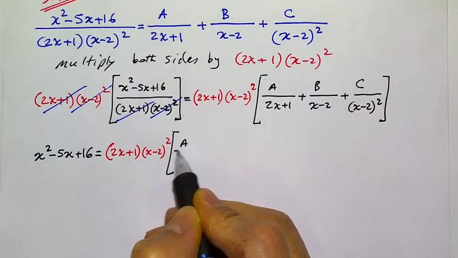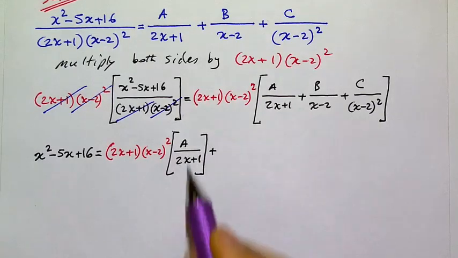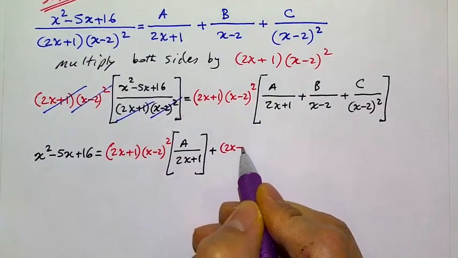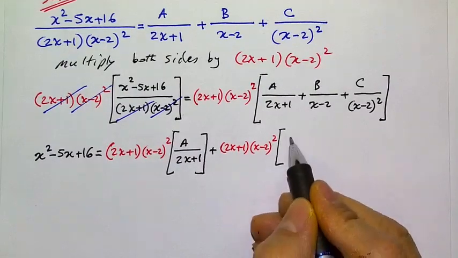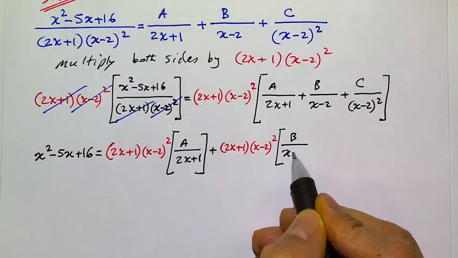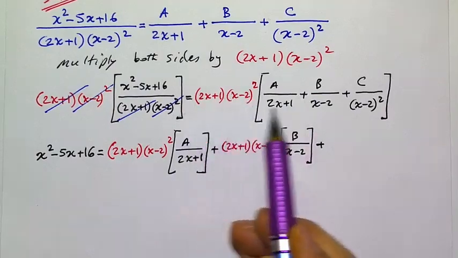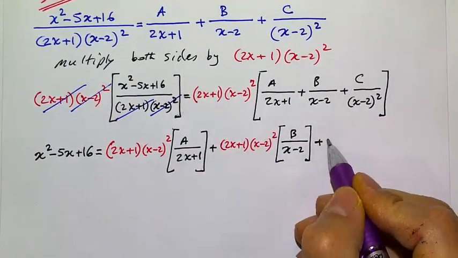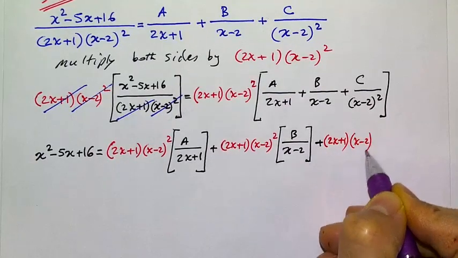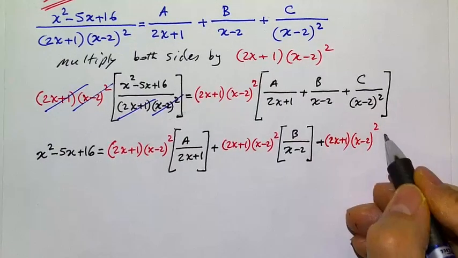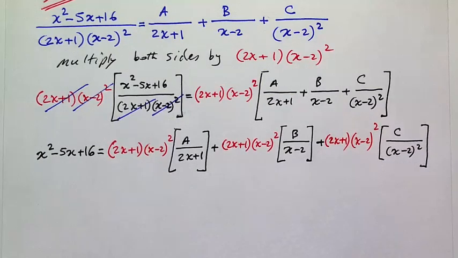times a over 2x plus 1, plus all of that, 2x plus 1 times x minus 2 squared times b divided by x minus 2, plus, right? I'm going through and distributing this to each fraction. Again, those two factors, 2x plus 1 times x minus 2 squared times c divided by x minus 2 squared, close bracket.